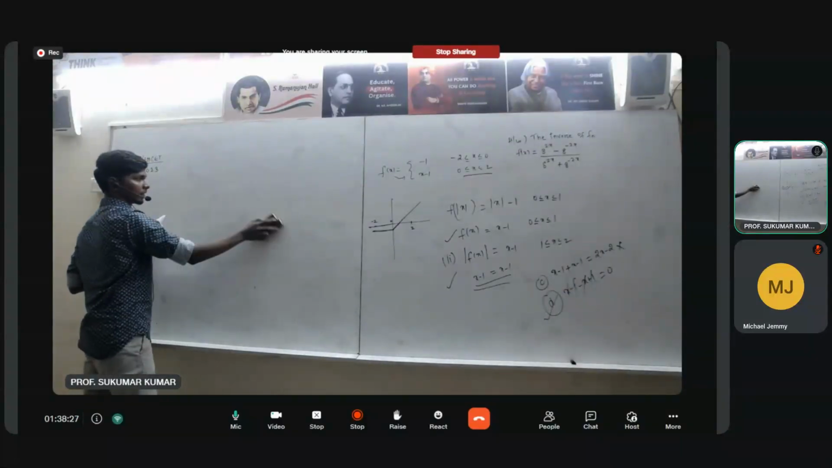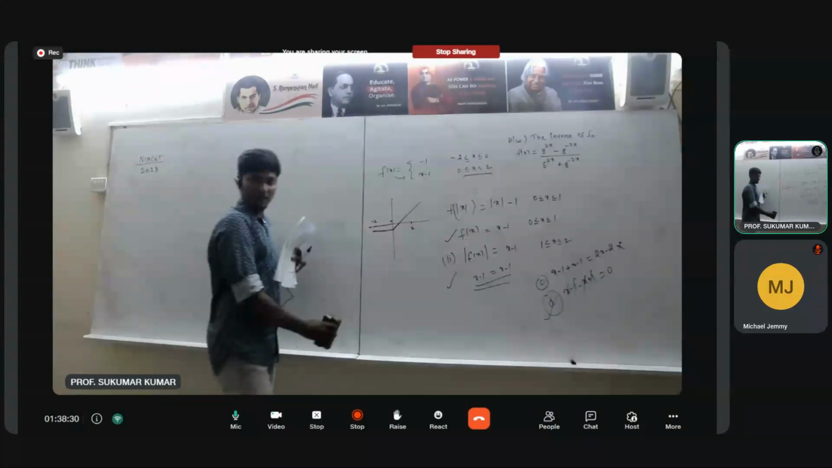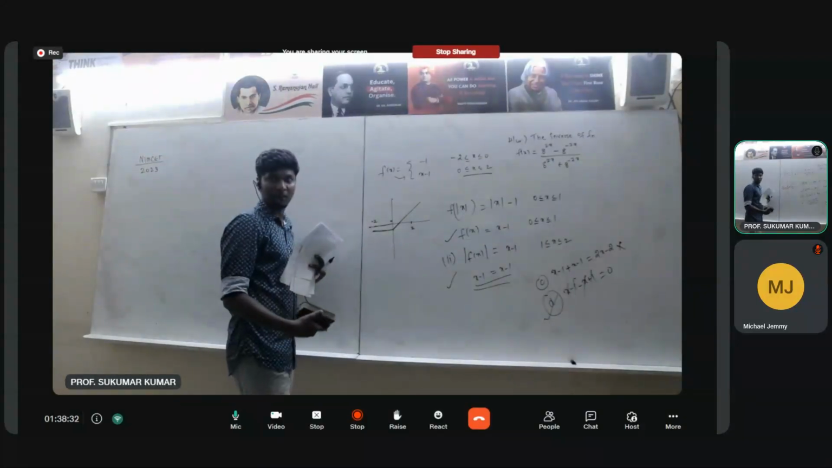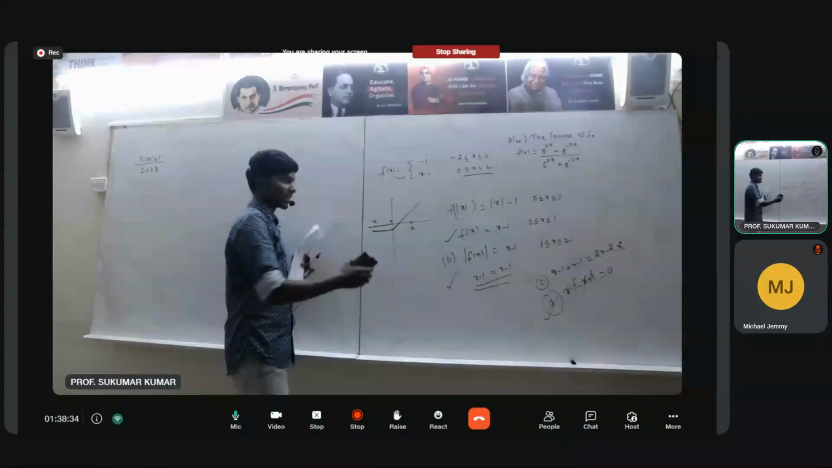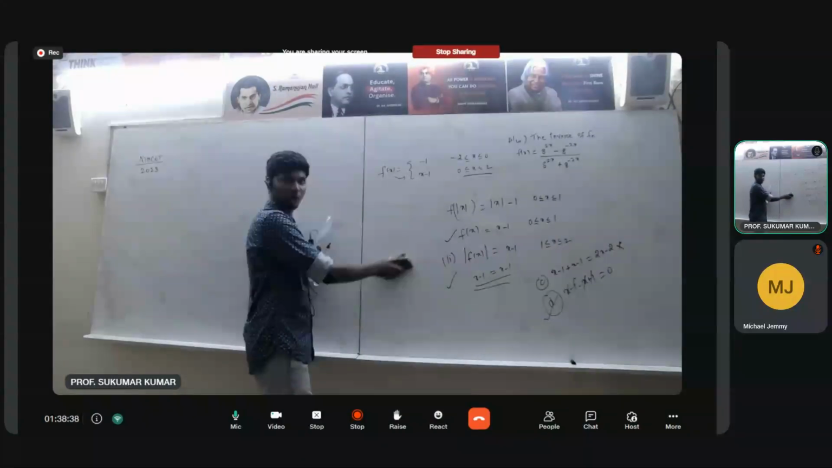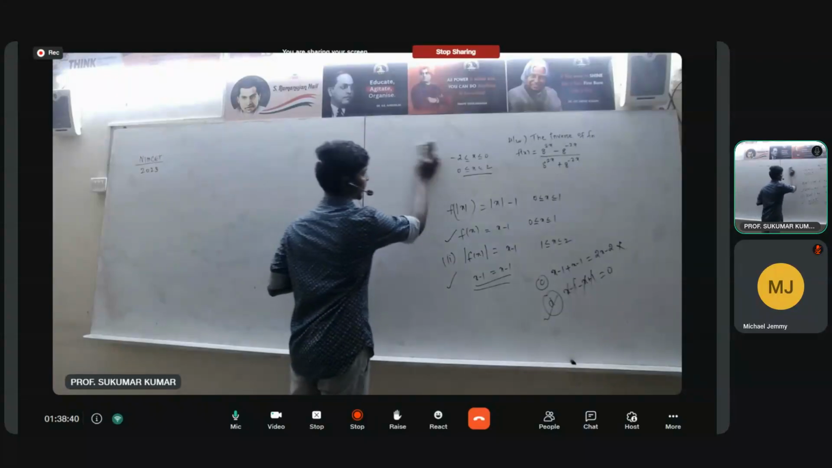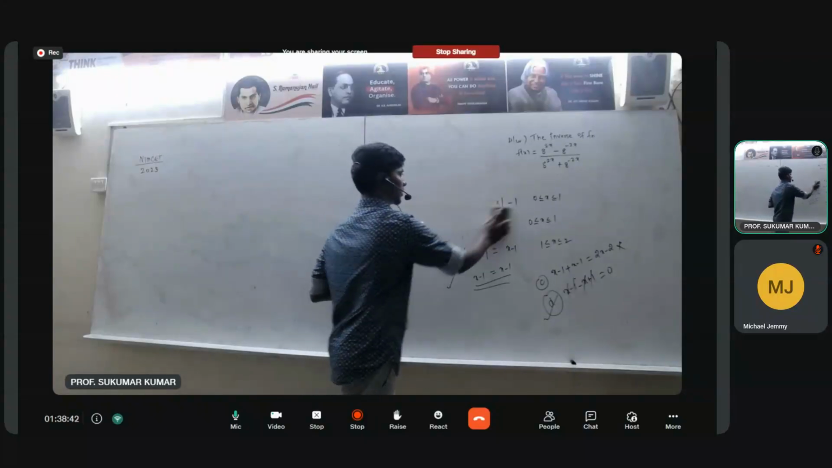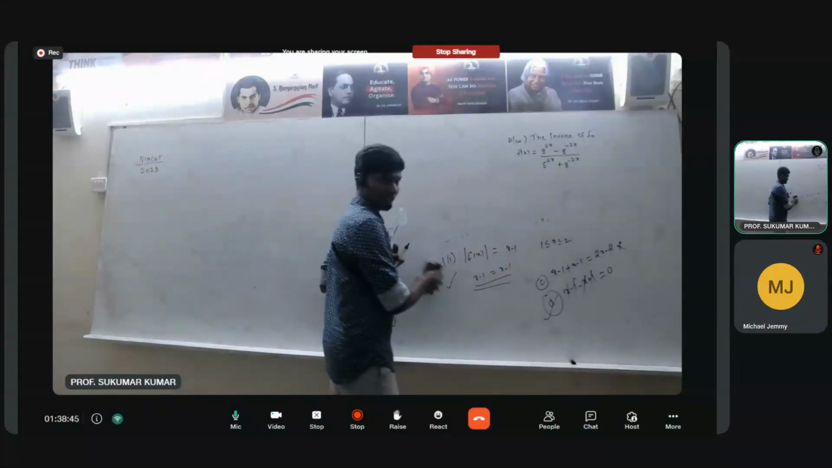JAM is completely pure mathematics. Some people are doing BSc mathematics, they'll do MAT mathematics like that. And BSc statistics students also will do it. But it is completely pure mathematics, whatever we are studying now.